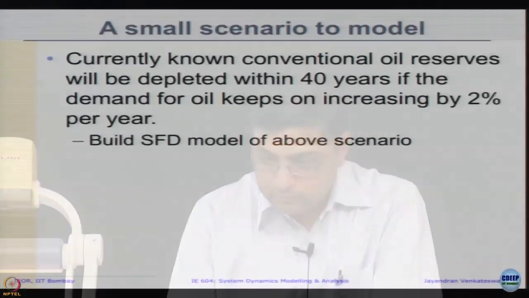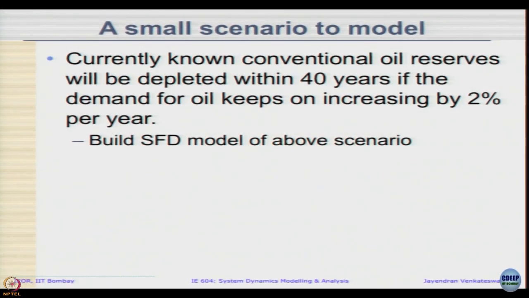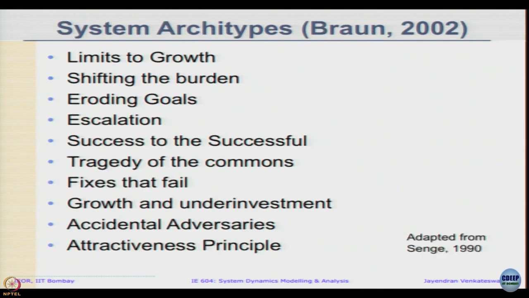Okay. Now, we have looked at various models within our course. Many of these models can end up falling in any of these what are called system archetypes: limits to growth, shifting the burden, eroding goals, escalation, success to the successful, tragedy of the commons, fixes that fail, growth and underinvestment, accidental adversaries, attractiveness principle. It is from Brown 2002. The extended notes for this I uploaded in Moodle.